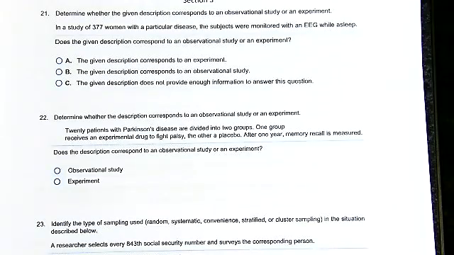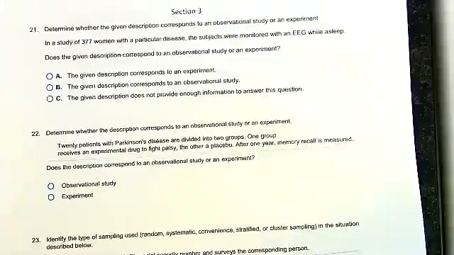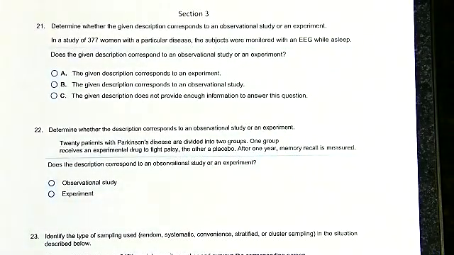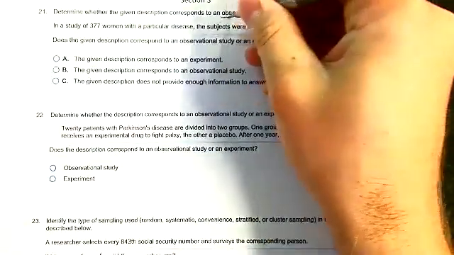I think we'll find that this section is also pretty much straightforward and easy like the other two sections were. But we're going to have to learn some new vocab words just like we did in the other two sections. So the first word we're going to learn is observational study.